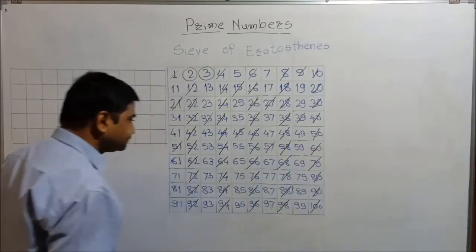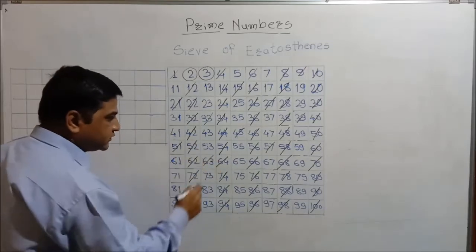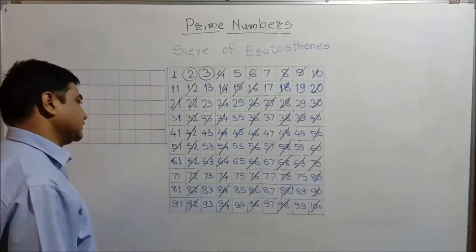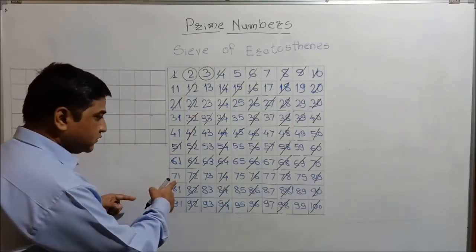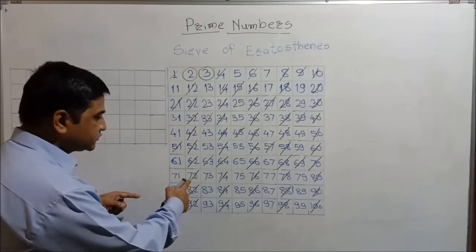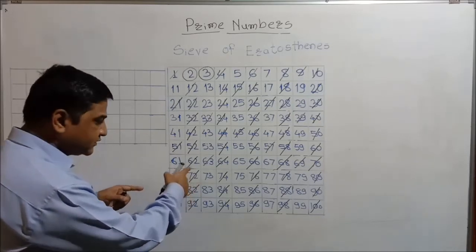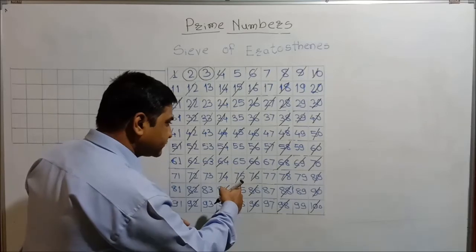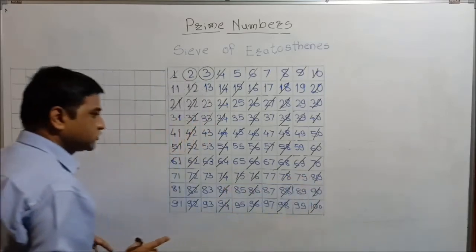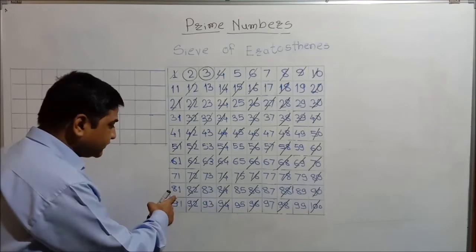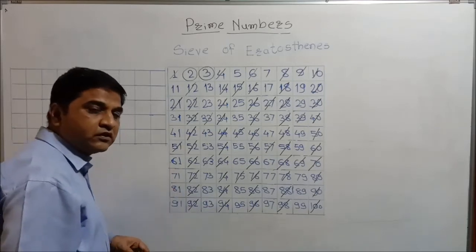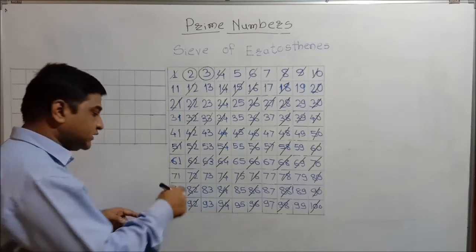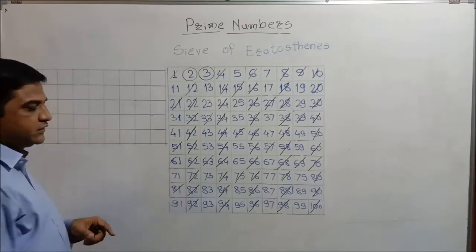Then we have 60. After 60, we have 63, 66, and 69. I also crossed 69. After 69, we have 72, because 7 plus 2 is 9 and it is divisible by 3, but it's already cut as an even number. We have 75, and after 75, we have 78, which was crossed. Now we go for 81: 8 plus 1 is 9, and 9 is in the table of 3, so 81 is divisible by 3, so we are going to cut 81.